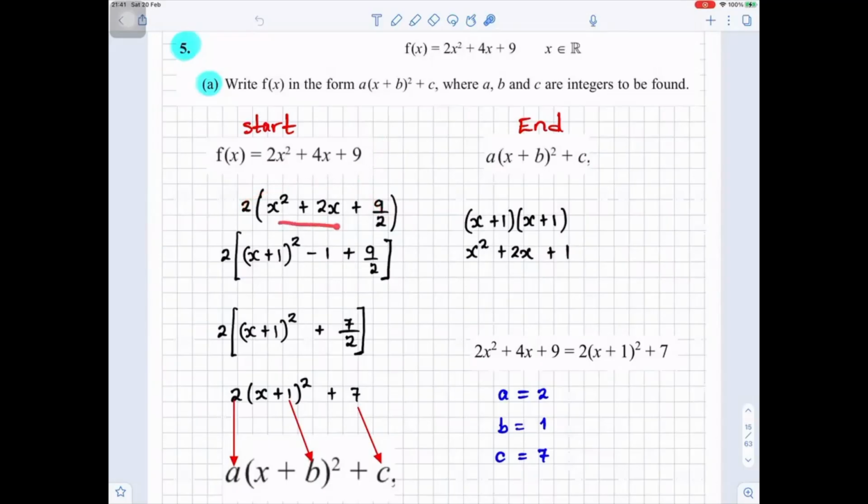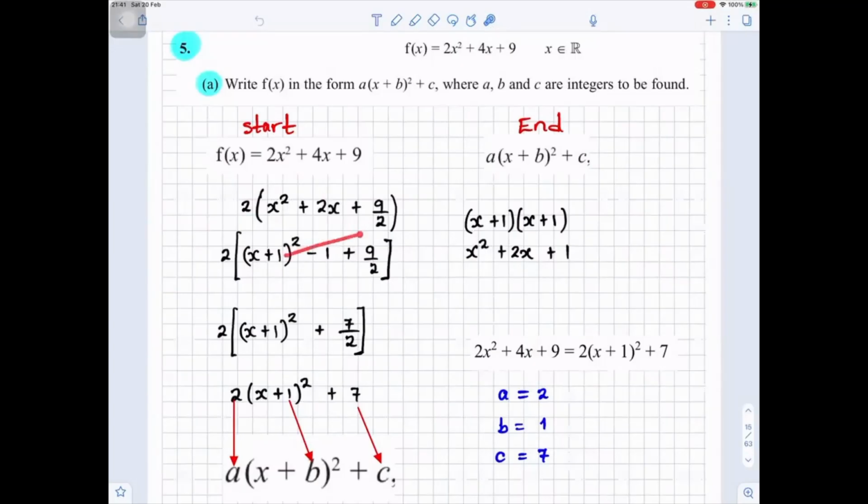Now we want to complete the square of what is found inside this bracket. To complete the square, you find half of the coefficient of x, the number in front of x. Half of 2 is 1. And then you square it, and then it will be x plus 1 all squared.